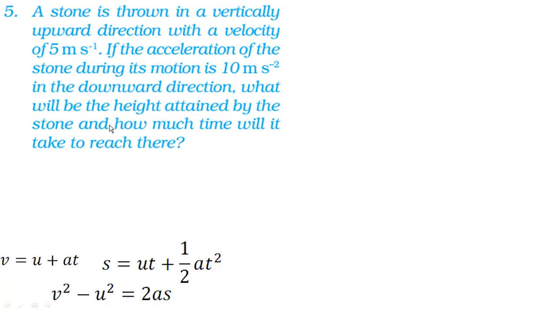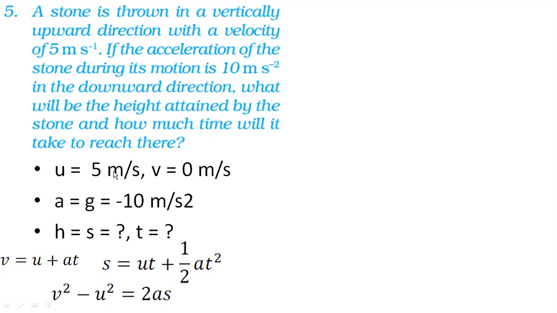What will be the height attained by the stone? Height attained means what? Distance traveled. After being thrown from below, how much distance will it cover? Height traveled. And how much time will it take to reach there? Time also they're asking. Two things they're asking. One is distance, that is height. Second is time. So let us put the values. This is the initial velocity. Final velocity is 0. That we already know. Why?